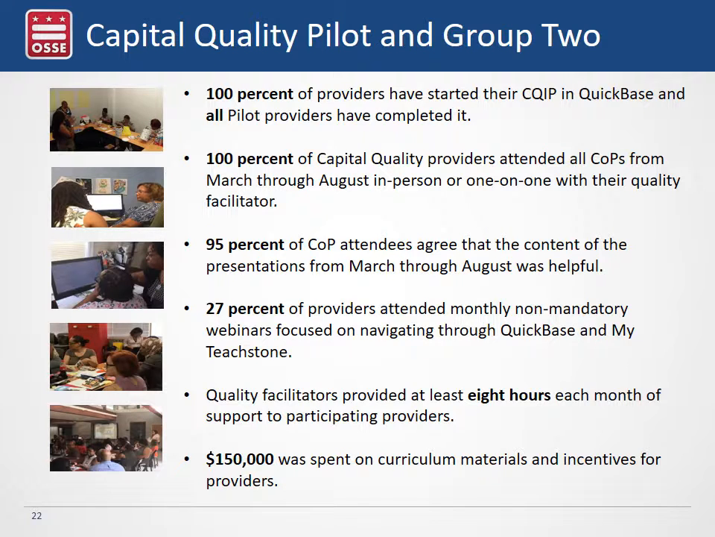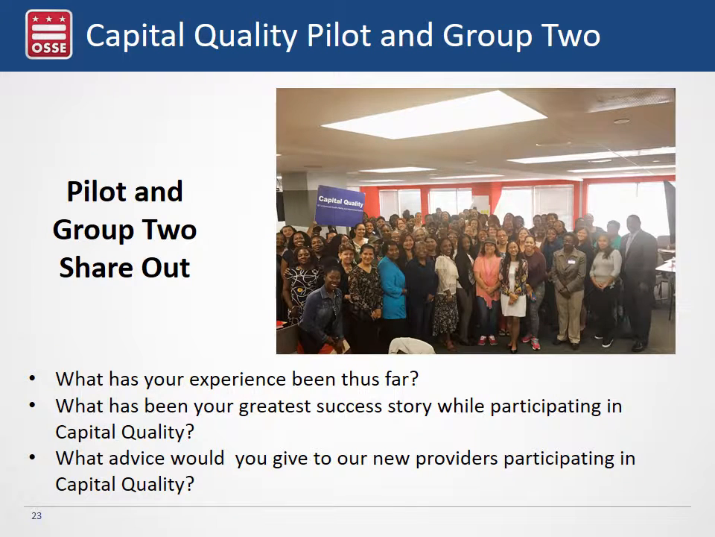Pilot and Group 2 providers have accomplished a lot in their first year of Capital Quality participation. All pilot and Group 2 providers have completed or continue to work on their continuous quality improvement plans and attended community of practice meetings. Quality facilitators provided at least 8 hours each month of support to participating providers, and over $150,000 was spent on curriculum materials and incentives for providers. Pilot and Group 2 providers shared their experience in Capital Quality with Group 3 providers in attendance at this month's orientation.